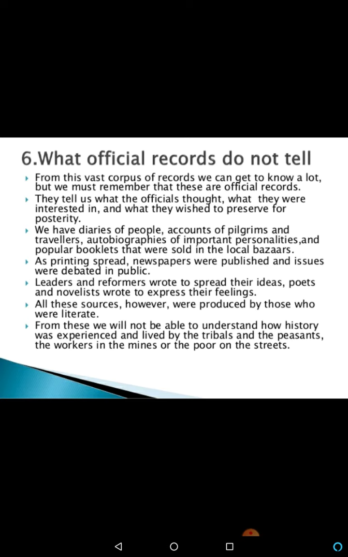As printing spread, newspapers were published and issues were debated in public. Leaders and reformers wrote to spread their ideas, poets and novelists wrote to express their feelings. All these sources, however, were produced by those who were literate. From these, we will not be able to understand how history was experienced and lived by the tribals and the peasants, and the workers in the mines or the poor on the streets.